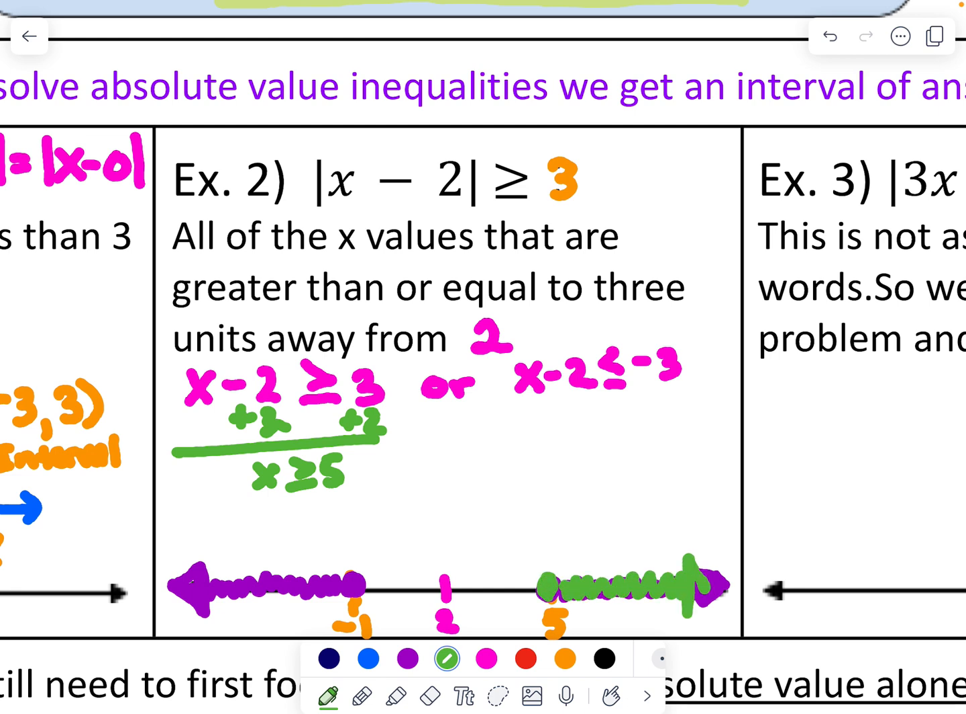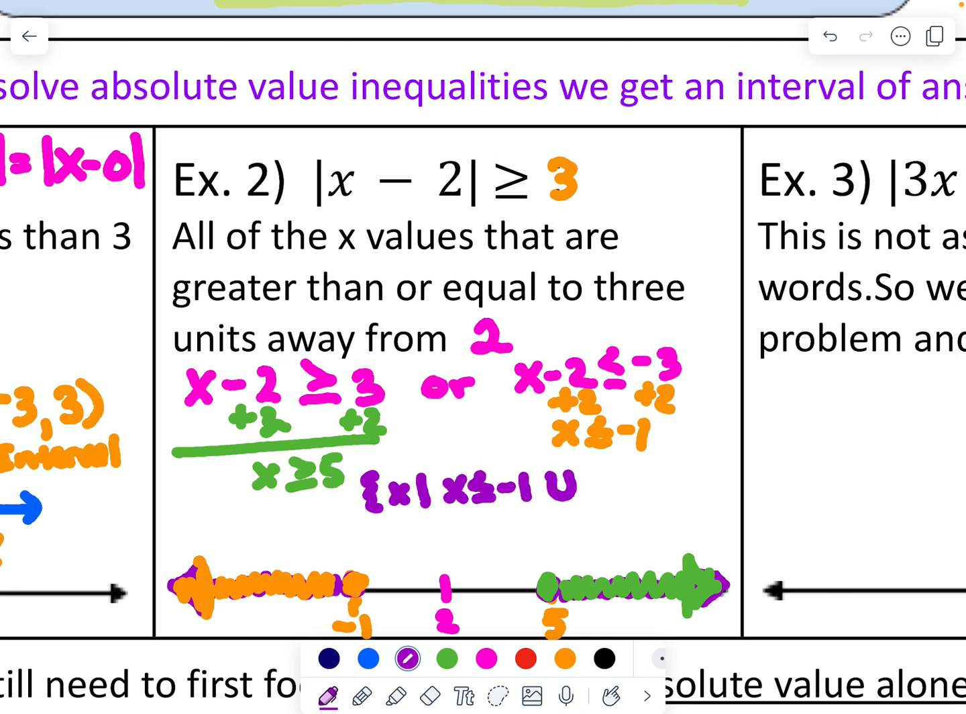And because it's an or, we're taking everything, so we don't have to do it above the graph. And then we do the other one, add 2, and we get x is less than or equal to negative 1. And so you can see that that's this guy. Okay, and so what we're doing is, for set notation, we're going to say all the x's such that x is less than or equal to negative 1 in union with, or, x is greater than or equal to 5, okay?